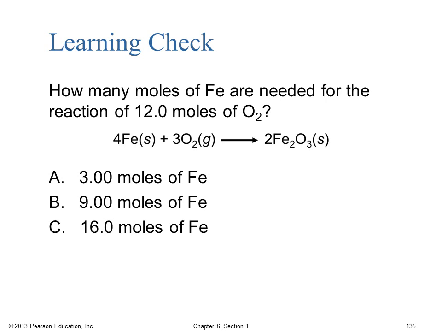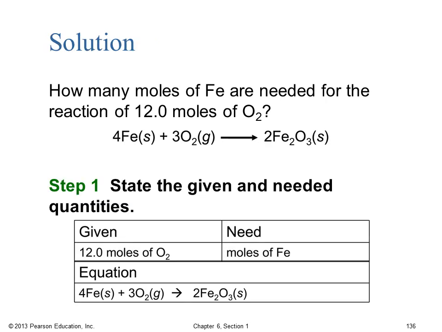Now it's asking how many moles of iron are needed for the reaction of 12 moles of oxygen gas. Again, this is very similar. We're using our mole to mole ratios. It says we have 12 moles of oxygen gas, so how many moles of iron do we need? We're given moles of oxygen and need to get moles of iron.